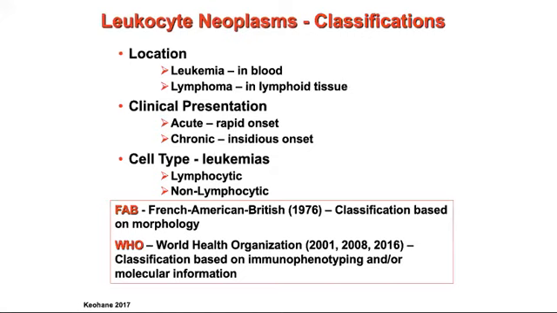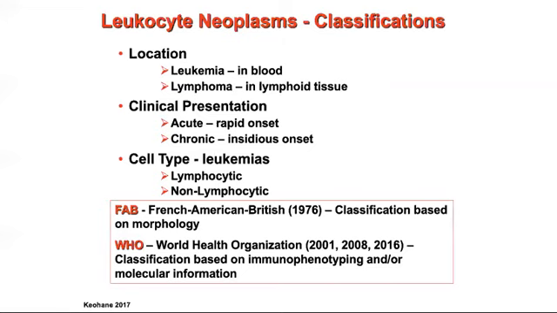Now let's talk about some of the classifications of leukemias. A leukemia originates in the bone marrow and peripheral blood. The lymphomas originate in lymphoid tissue. Hematopoietic malignancies present in two ways, either acute or chronic. Acute leukocyte neoplasms have a rapid onset of disease, which means they progress rapidly and can be fatal in weeks or months. Chronic leukemias, on the other hand, present with an insidious and slow onset and are usually less aggressive, and the survival is longer.